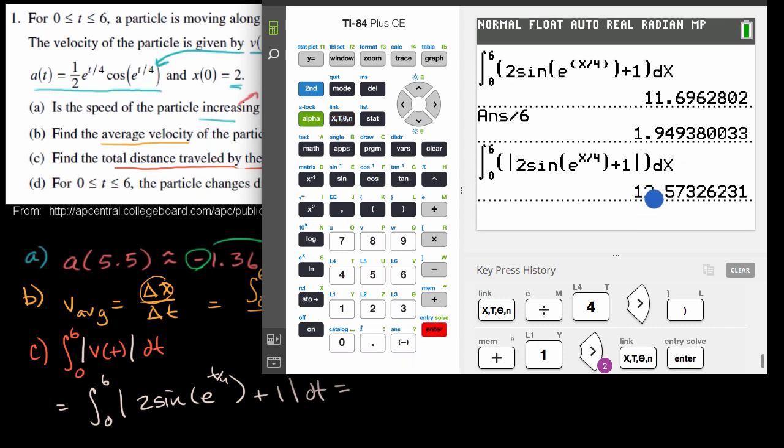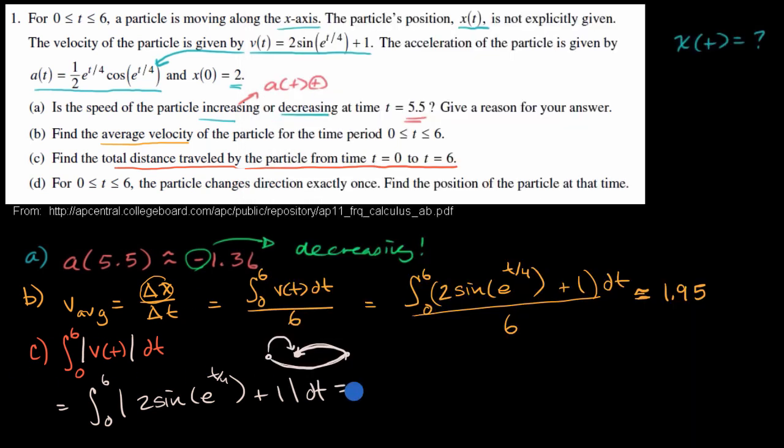And so notice, our total distance is different than our displacement over that time period. This object must have changed directions. And so this is going to be approximately 12.57. Now, last but not least, let's tackle part D.